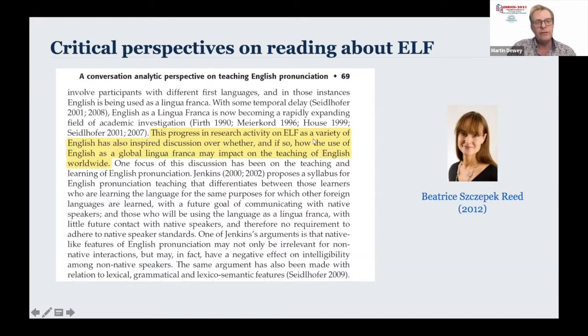Which, of course, as many of you will be very aware, is something that's been controversial. We've challenged that assumption that ELF research is about identifying a different variety of English. So the way we conceptualize ELF in relation to variability is very different from ways of thinking about variability from, say, a World Englishes perspective, where it's all about codifying localizations. So it's an article that at first glance you think, well, this is really relevant from an ELF perspective, but it also requires critical reflection.